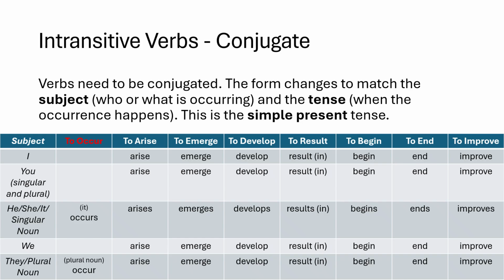Verbs need to be conjugated. The form changes to match the subject, who or what is occurring, and the tense, when the occurrence happens. This is the simple present tense. I will read the verb conjugations to you. Notice that in the third person, he, she, it, or a noun, the verb changes form and has an S at the end.